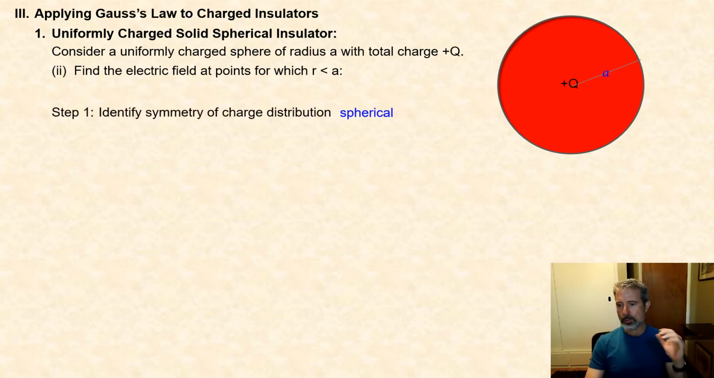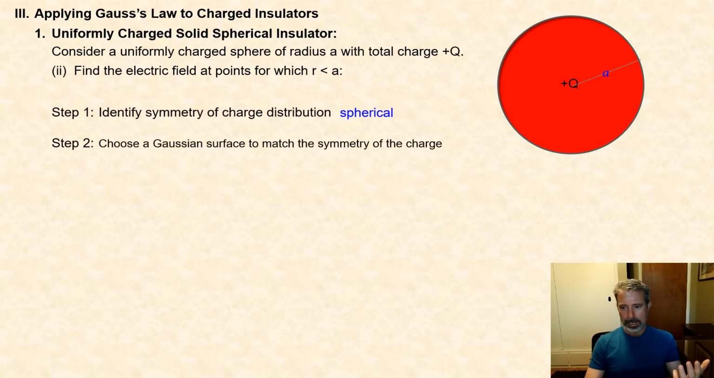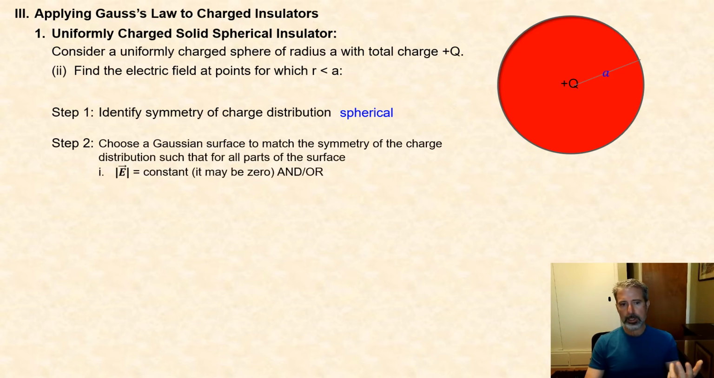Our charge distribution is still spherical in symmetry. The Gaussian surface, therefore, satisfies the criteria such that the magnitude of the electric field is constant, or at least piecewise constant over every part of the surface, and/or the electric field is perpendicular to the area vector dA, which means that there's no flux through that part of the surface. These conditions are automatically met when we choose a spherical Gaussian surface.